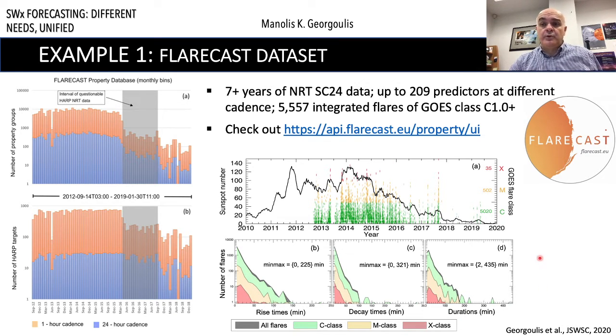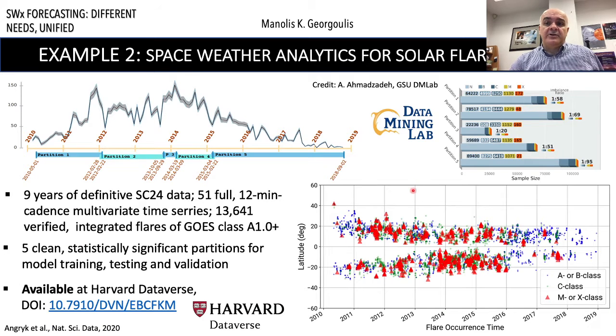And there is a paper, of course, that hopefully is going to be out soon and will give all this information about this data. Then a second example that we have at the data mining lab at Georgia State is what we call the space weather analytics for solar flares. What is this? This is a partitioning of solar cycle 24 into different samples. Each of these partitions has the same size, the same population or similar population of the positive class of major flare instances and everything.